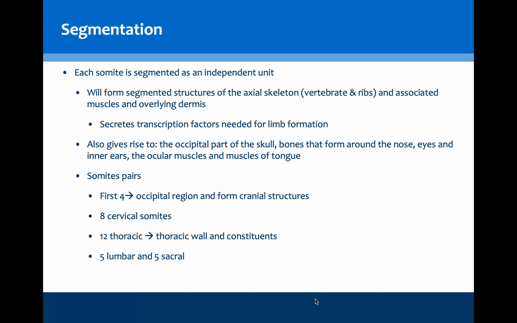The first 4 somites are going to form this occipital skull base and cranial structures. Then there'll be 8 cervical somites, and we'll discuss in the next slide why that's key. 12 thoracic somites, and then 5 lumbar and 5 sacral, and obviously the sacral fuse to form the sacrum.